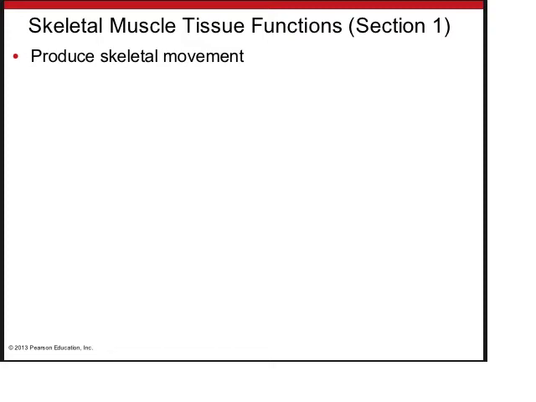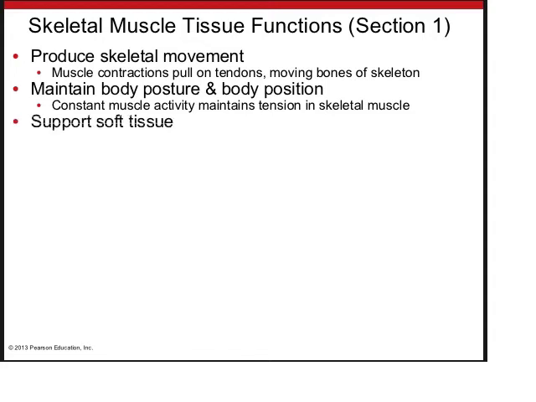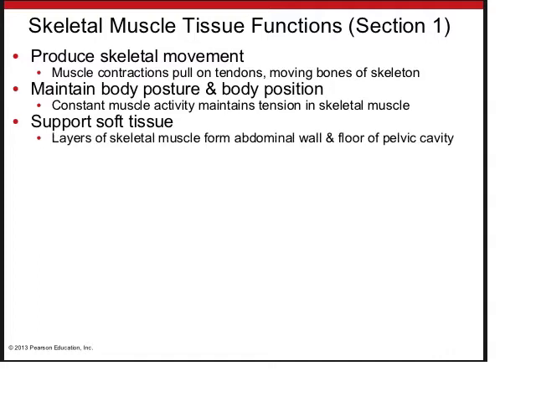Skeletal muscle produces skeletal movement. Muscle contractions pull on tendons and move the bones of the skeleton. It also helps maintain body posture and position. The constant muscle activity maintains tension in the muscle and keeps us upright, keeps us balanced. It also supports soft tissue.